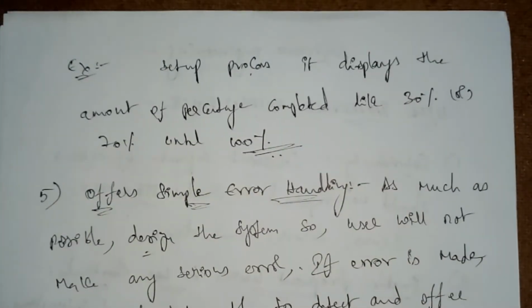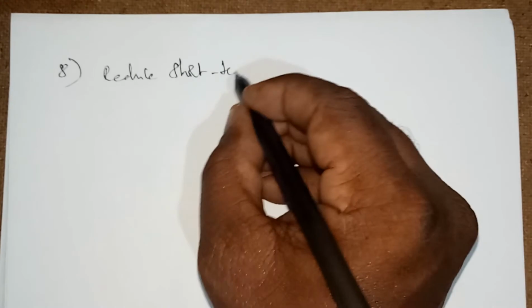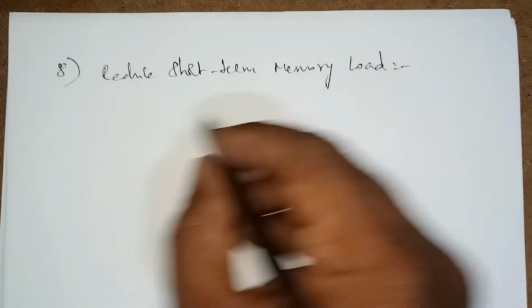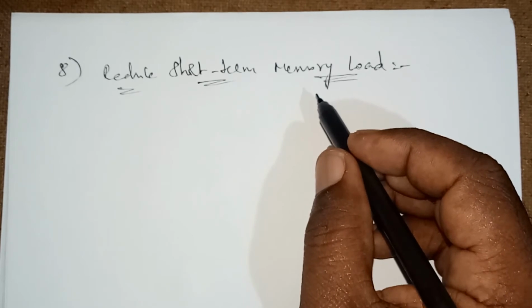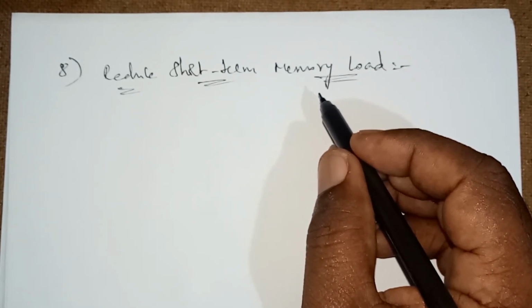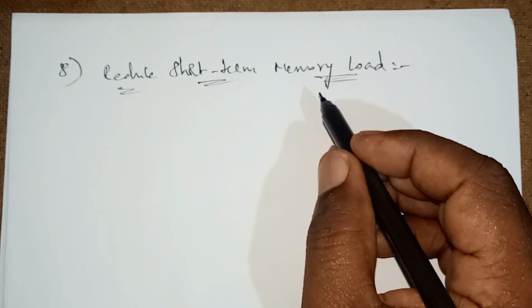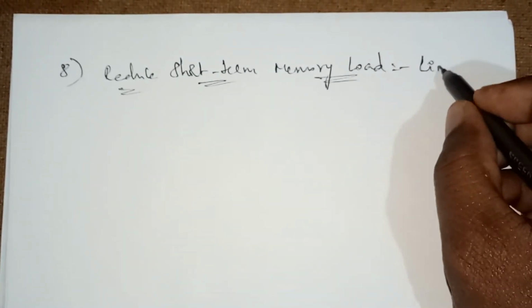And the last golden rule, the eighth golden rule, is reduce short-term memory load. Here, the limitation of human information processing in short-term memory requires the display to be kept simple and multiple page displays to be consolidated.